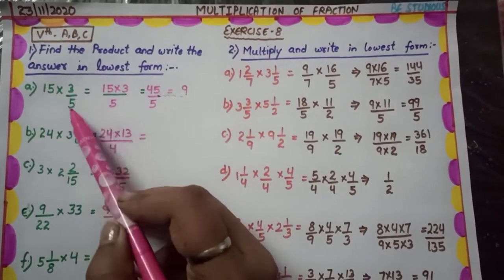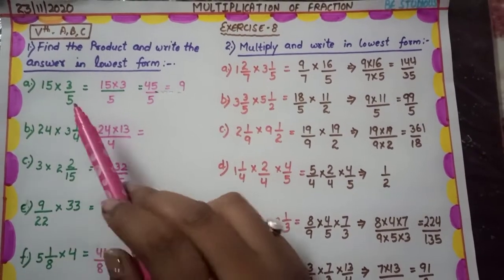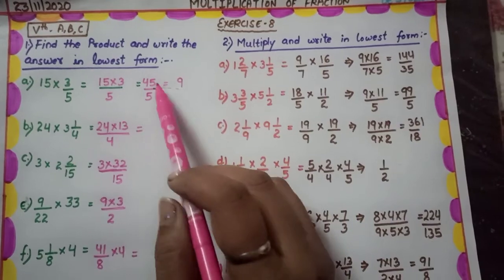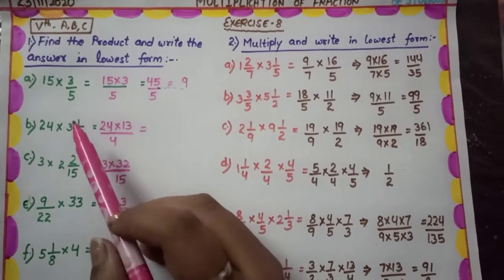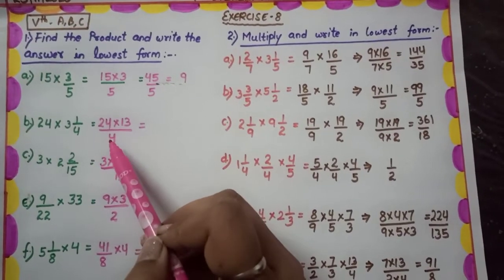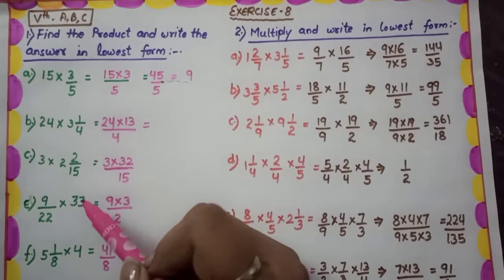See, we have one fraction and one whole number. What we have to do is multiply them and then divide them. Or we can first divide, if they are easily divisible. If we can divide, then we can multiply them.